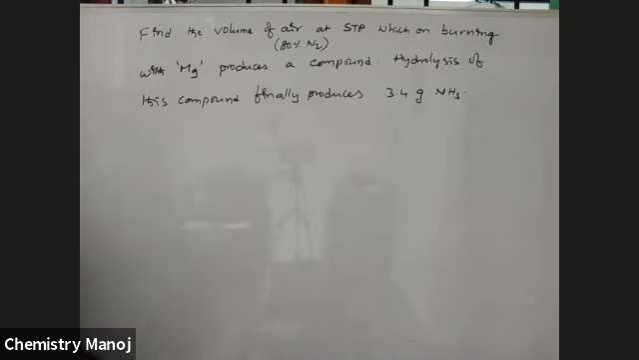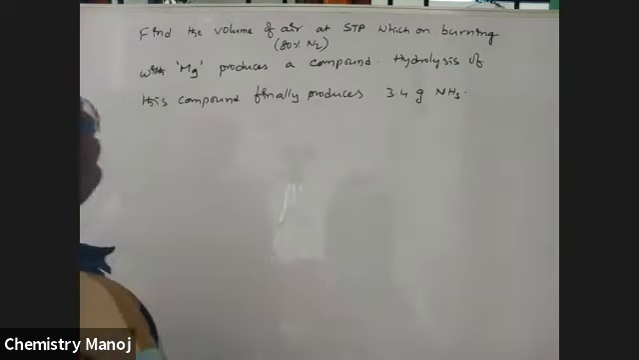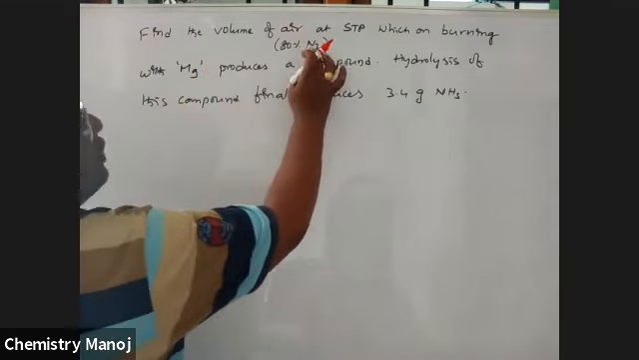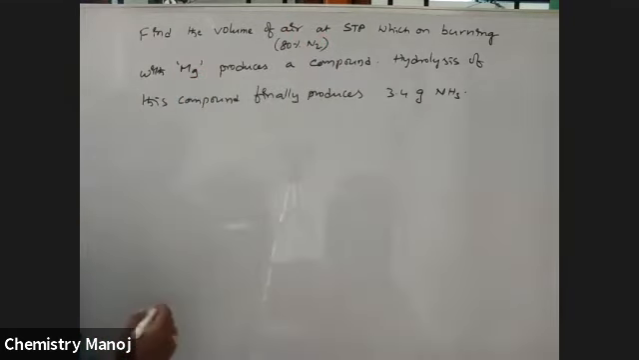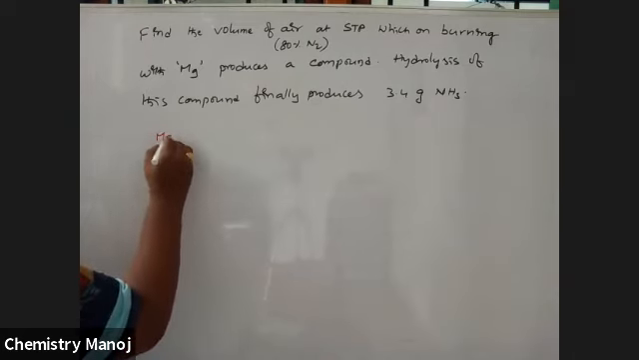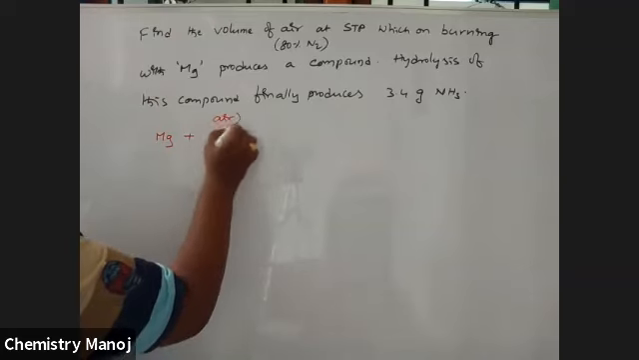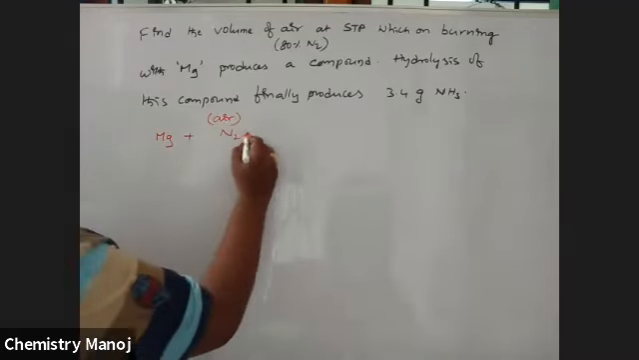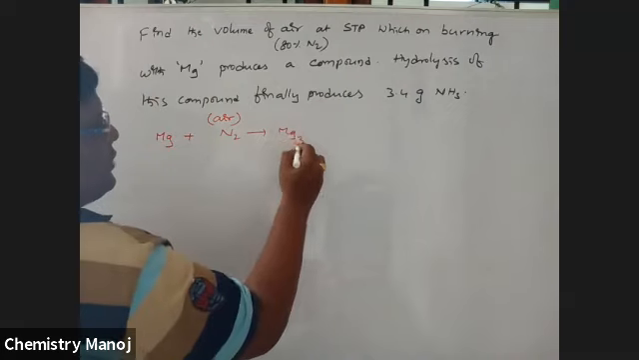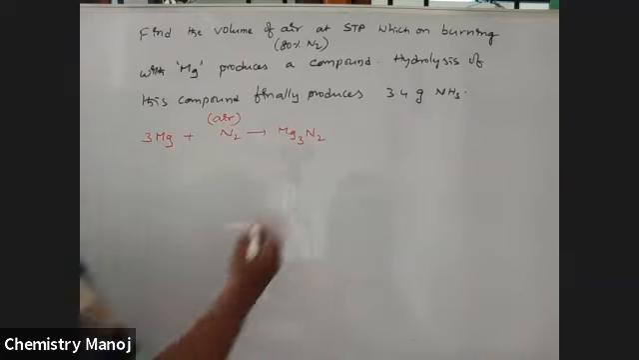So now what are the reactions behind it? There are two reactions. First one: nitrogen present in air reacts with magnesium. That means magnesium plus nitrogen, this nitrogen is from air, mind it, gives Mg3N2, magnesium nitride. For balancing, 3Mg plus N2 gives Mg3N2. It is the first equation.